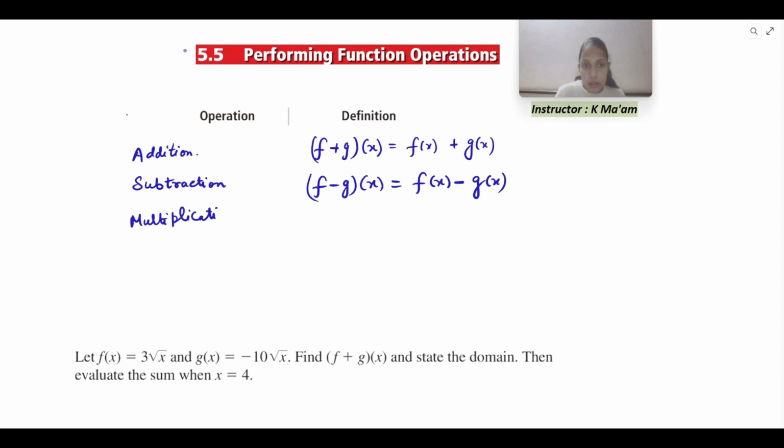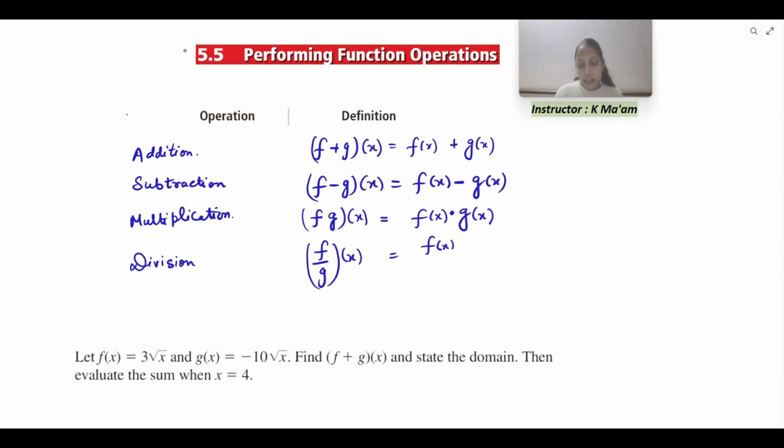Multiplication. In this you multiply two functions, f and g, and then it's a function of x. I can rewrite it as f of x times g of x. Next is division. F over g of x, I can write as f of x over g of x. But whenever you divide by something, make sure there is a condition: the denominator cannot be 0. So g of x can't be 0.